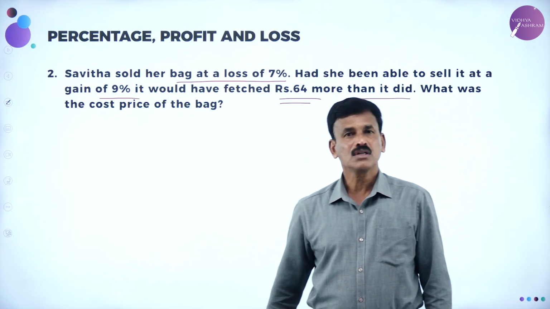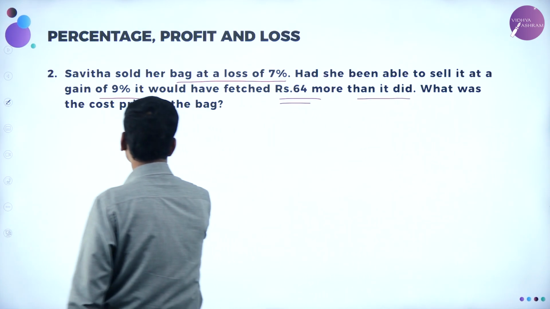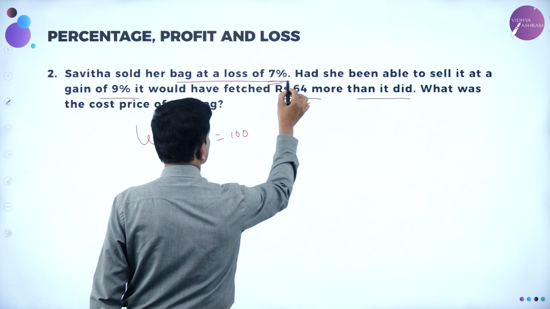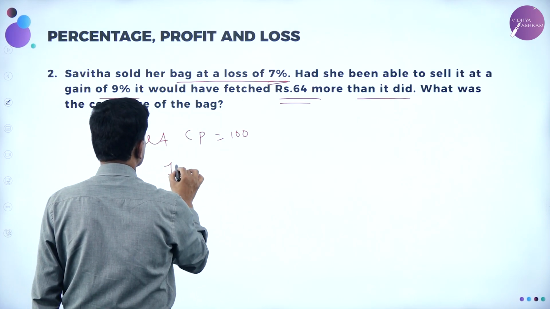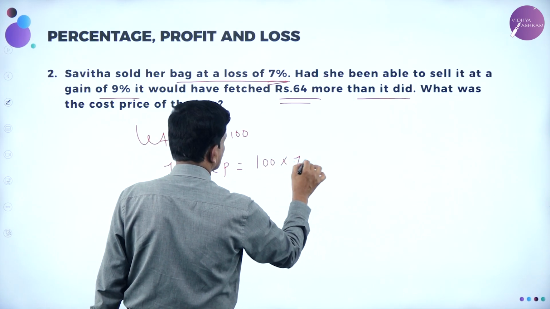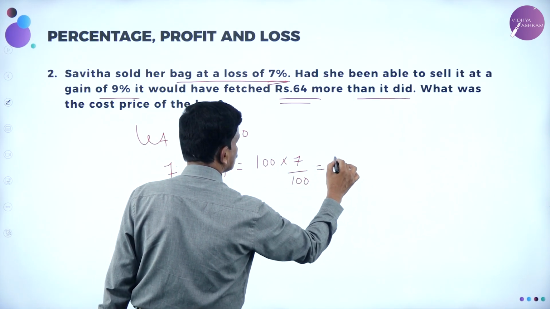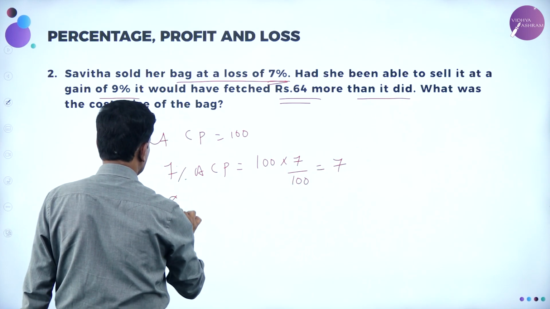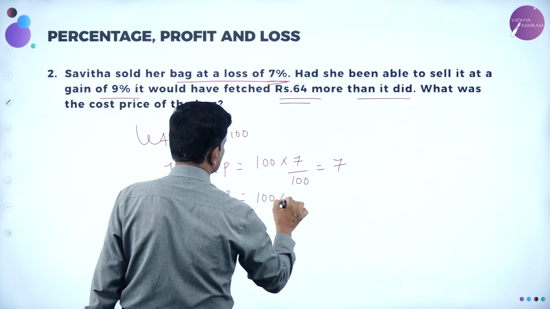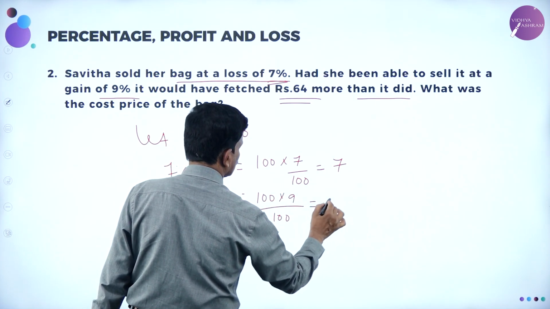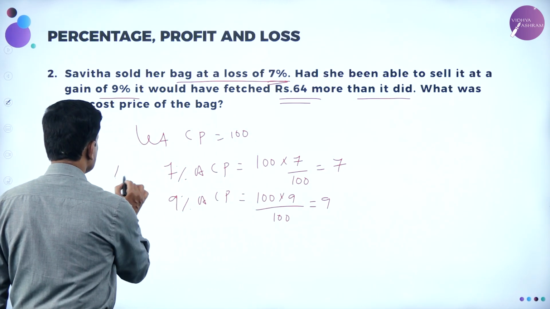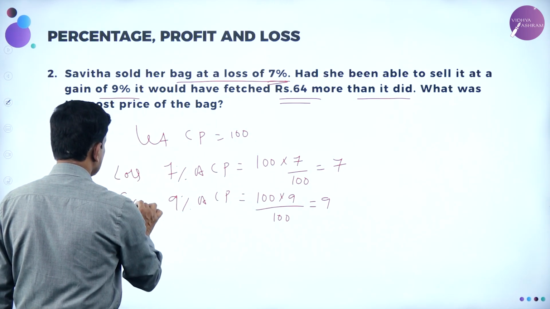Okay. Now let us consider the CP. Let the CP be equal to 100. Now find out 7% of this 100. 7% of CP is 100 into 7 divided by 100, that's equal to 7. Similarly, 9% of CP is equal to 100 into 9 divided by 100, that's equal to 9. Okay. Now, therefore, this is the loss and the gain.